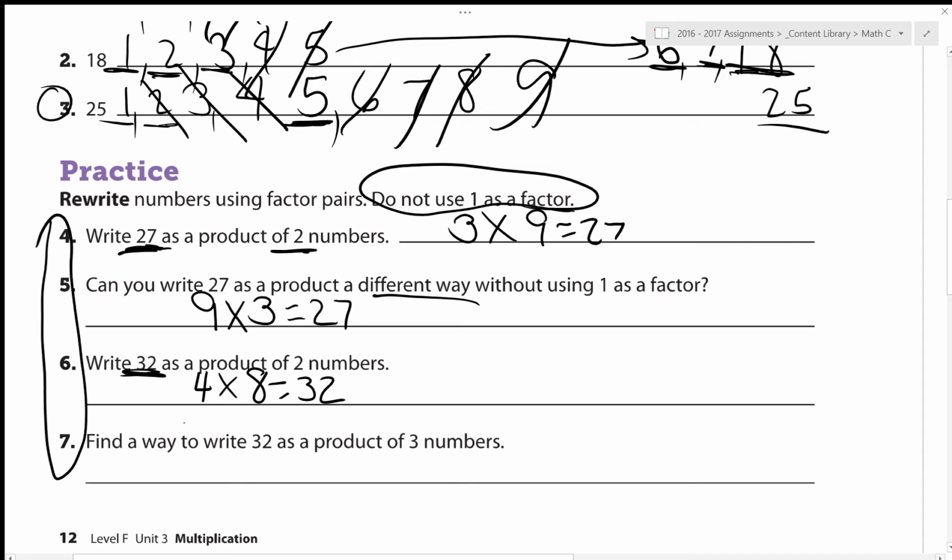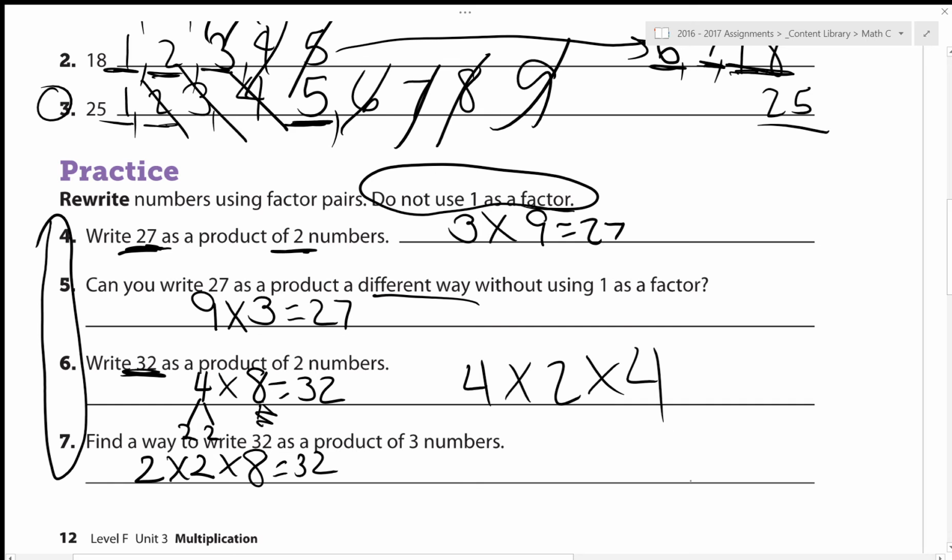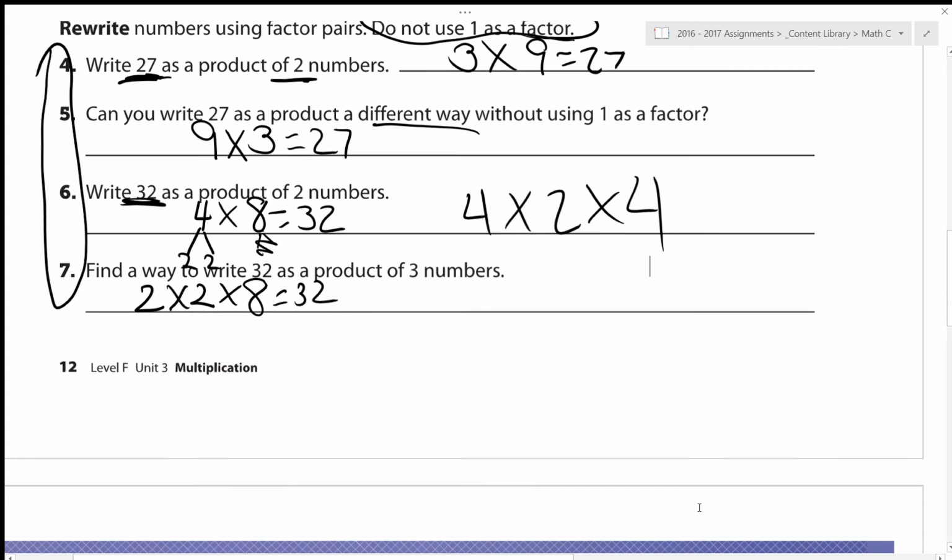We could split this number into 2 and 2 and do 2 times 2 times 8 equals 32. If you look at it, 2 times 2 is just 4. We could have also split this one into 2 numbers, so we could have done 4 times 2 times 4. So there's another way that we could have done it to get that same answer.